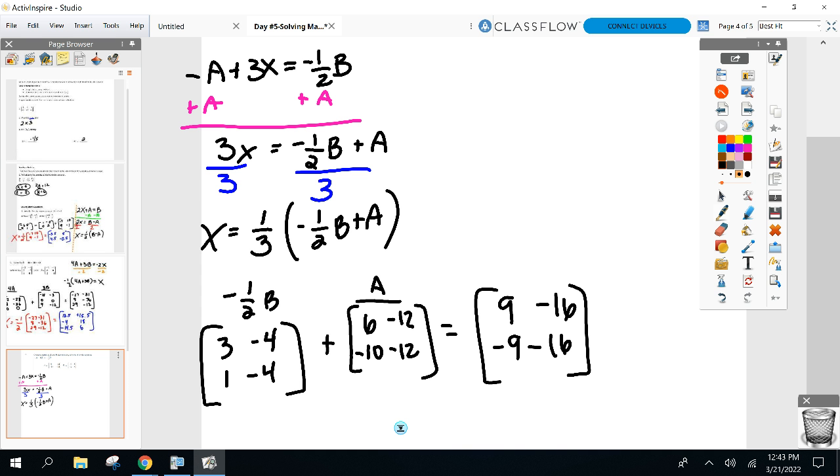So is the goal when you're rewriting the equation to get B and A on one side and then X on the other side? X should be completely by itself before you do any multiplying or adding or subtracting. Completely by itself.